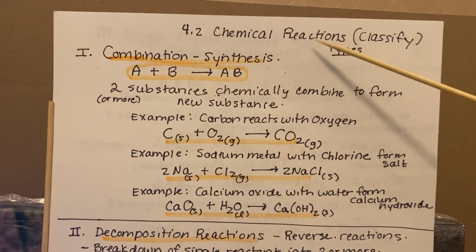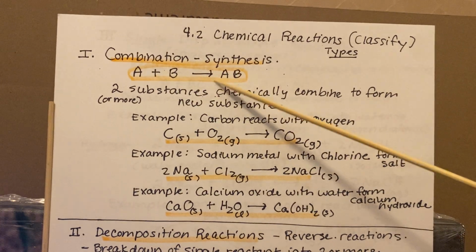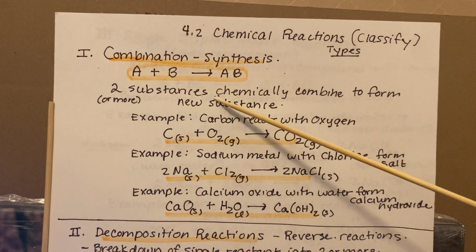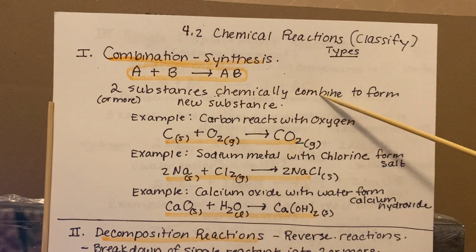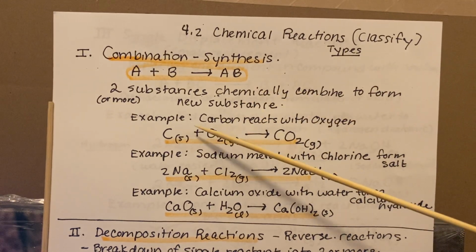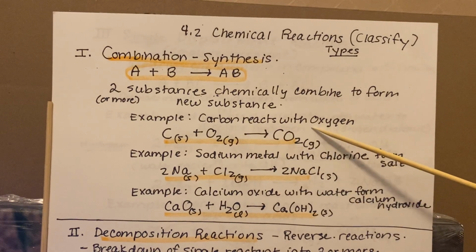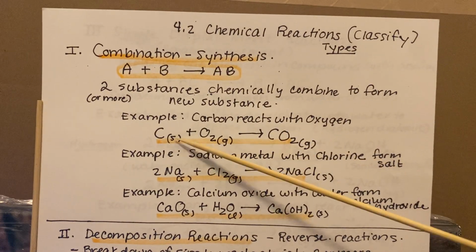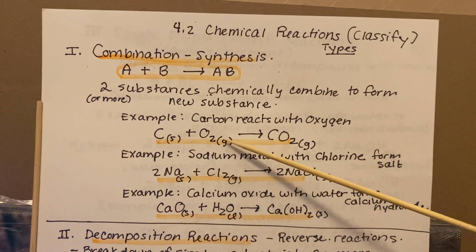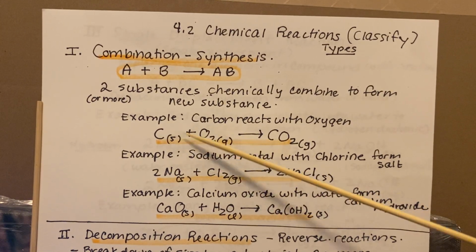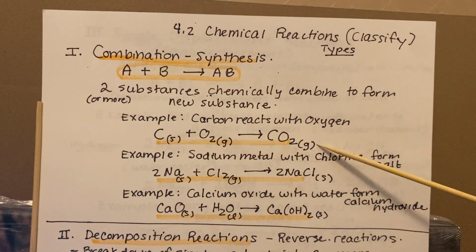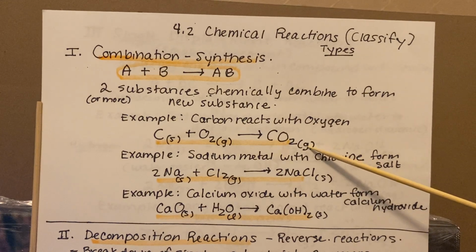Well, the first type of chemical reaction is the combination. That's A plus B equals AB. There are 2 substances that are chemically combining to form 1 new substance, right? So an example would be that carbon reacts with oxygen here. Here's carbon, and here's oxygen, a carbon solid with an oxygen gas, which is what the S and the G mean here. So carbon's reacting with oxygen to make carbon dioxide, which is a gas, right?